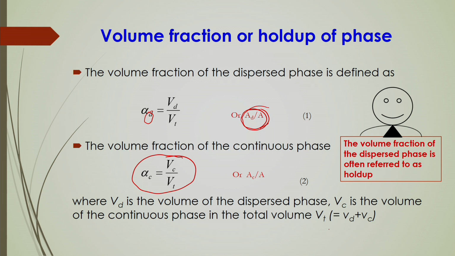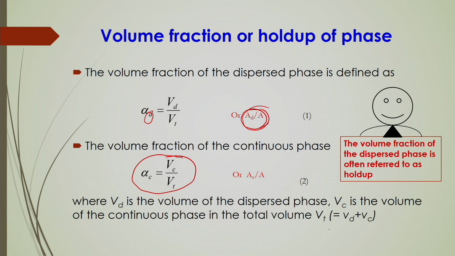It is also defined as A c by A. A c is called the cross sectional area of the continuous phase, and A is called the total cross sectional area of the gas and liquid phase, where it will be flowing in a continuous phase.